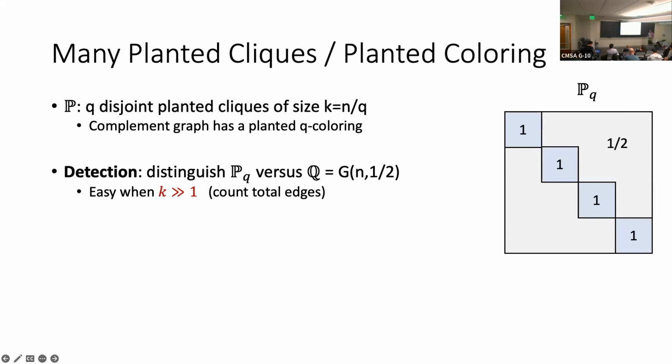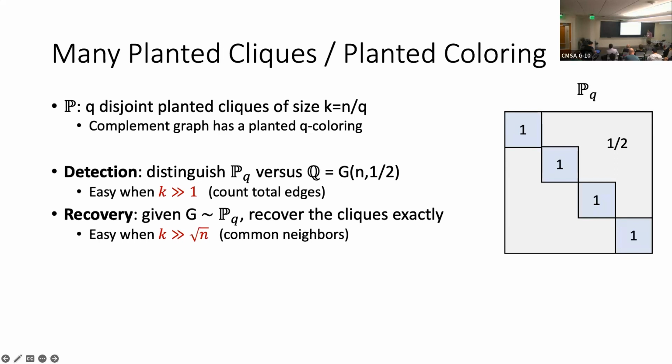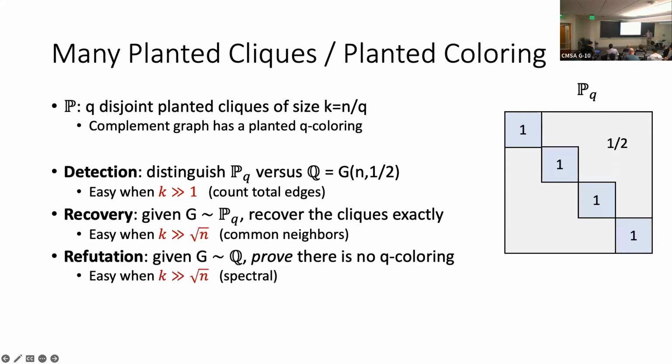So for this problem, we can again ask the same questions. Detection: can you distinguish this distribution from a purely random G(n,1/2)? Similarly, recovery: can you exactly figure out the partition of vertices into cliques? And then refutation: given a graph from the null distribution, G(n,1/2), can you prove that it's not Q colorable?